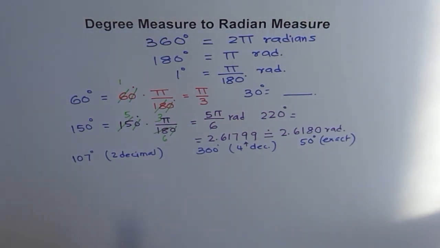And how will you convert degrees to radians? You have to multiply by pi over 180. Okay? Simple.